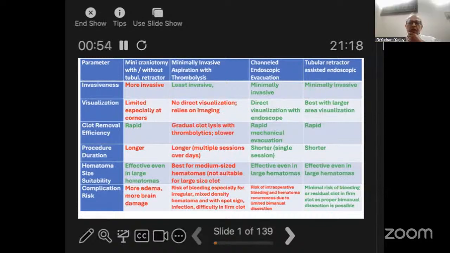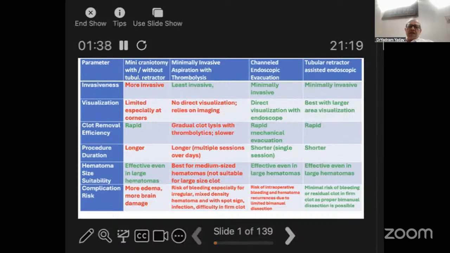So this slide compares the various techniques, including mini craniotomy with or without tubular retractor, minimally invasive aspiration and thrombolysis, which Dr. Maderia will talk about, and channel endoscopic surgery and tubular retractor endoscopic surgery. So these are the surgical techniques. Although I have experience in mini craniotomy and channel endoscopic surgery and tubular retractor surgery in ICH, the comparison of MISTIE thrombolysis is based on literature review only, as I do not have personal experience of this technique.